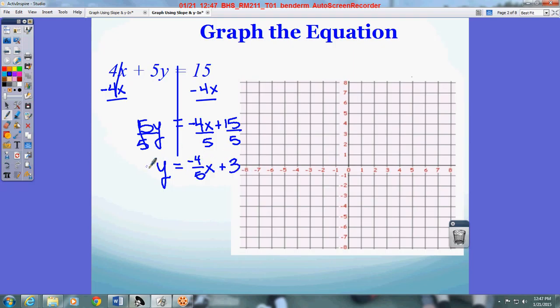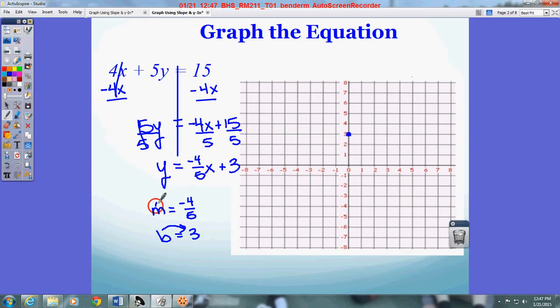Okay, so here's my first step. Now it looks like y equals mx plus b. It's in that correct slope-intercept form. So now I'm going to pull out my m. So the number in front of x is negative 4/5. I'm going to pull out my b. My y-intercept is 3. And so remember, I'm going to begin here, right at 3 on my y-axis.